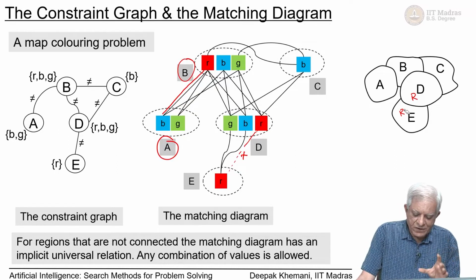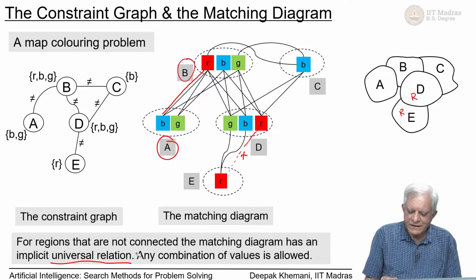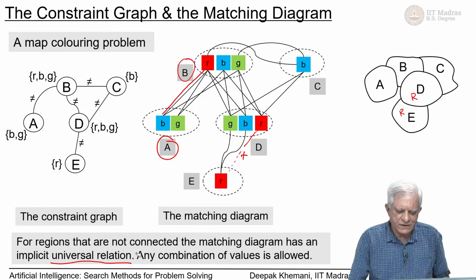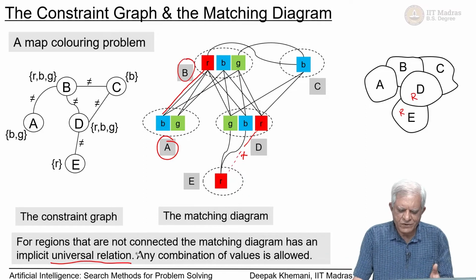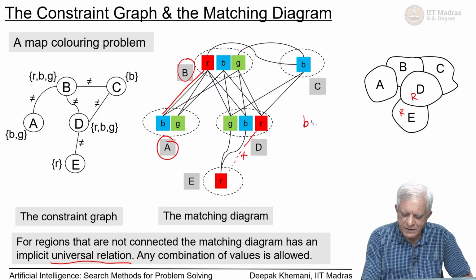For regions that are not connected, which means in the constraint graph there is no edge, for example, between A and E or between E and C, that means you can use any combination of values for them, and that essentially corresponds to a universal relation, which basically means that you can choose any combination of the values that are allowed in that. So, there is no edge between, let us say, A and D. What does this mean? As far as the specification of the problem says, everything is allowed. So, this is A and this is D.